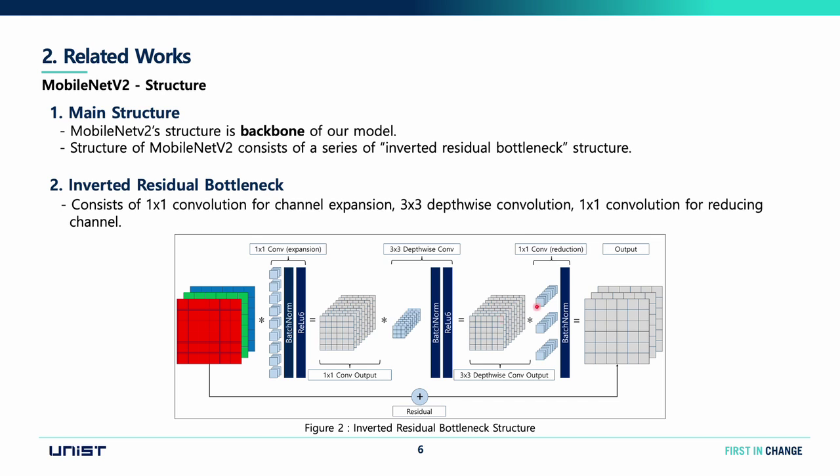Third, the projection layer. It is the last 1x1 convolution layer that projects the output back to a reduced number of channels. This bottleneck structure is widely adopted in various CNN models, including ours. Now, I will introduce the details of our network.